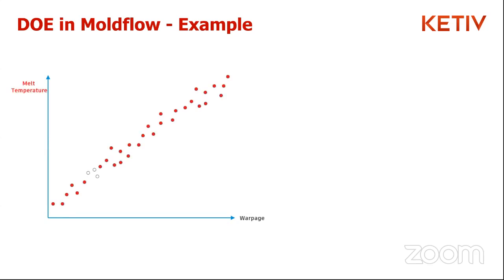Now, in Moldflow, again specific to injection molding, we have certain quantities we want to measure, right? So for example, let's say we want to measure warpage, or you want to measure melt temperature against warpage, and you see there's a trend forming there.